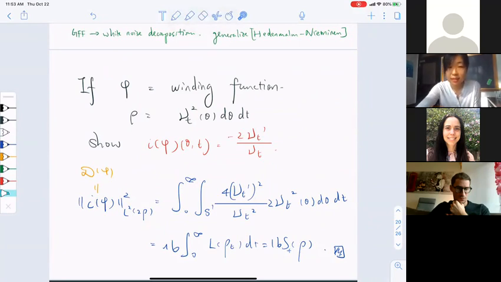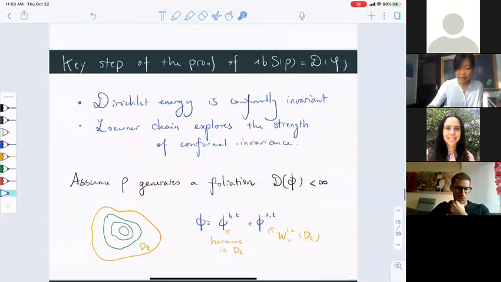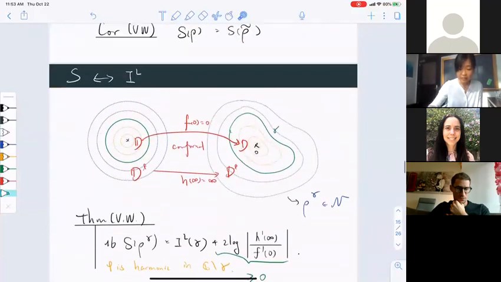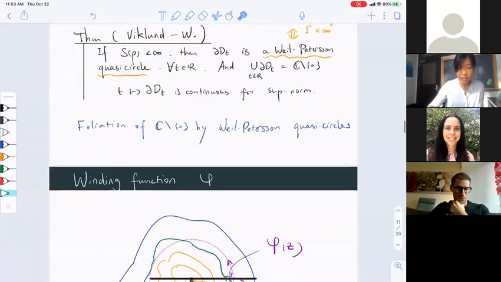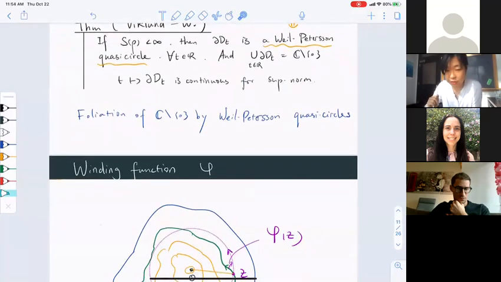I just wondered if there are any chordal versions of these stories that you are discussing here. This is an interesting question. So you mean for the finite energy or for the large deviation? I guess both.